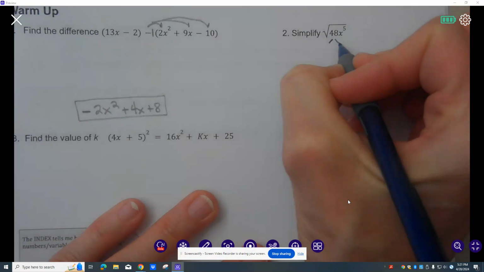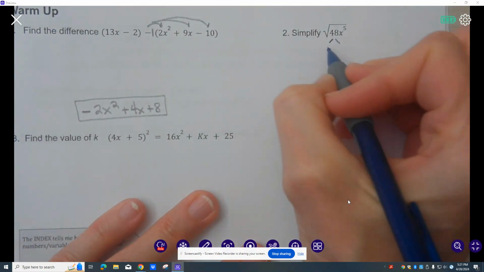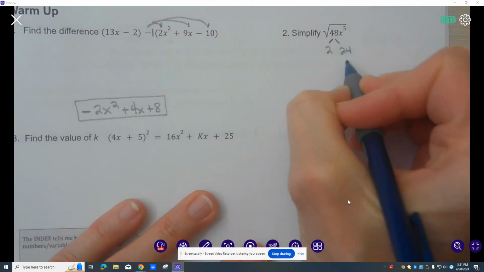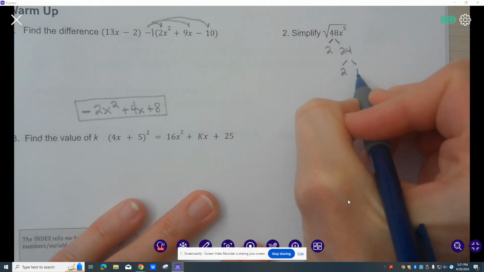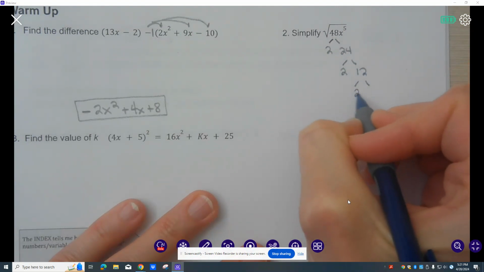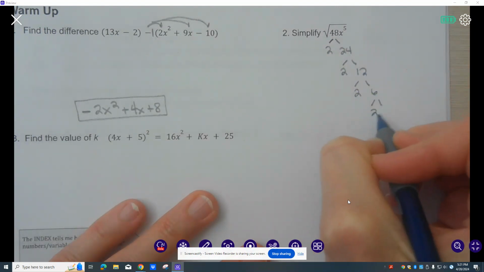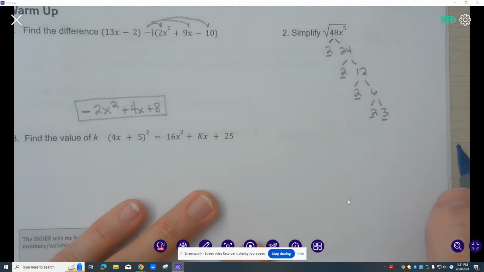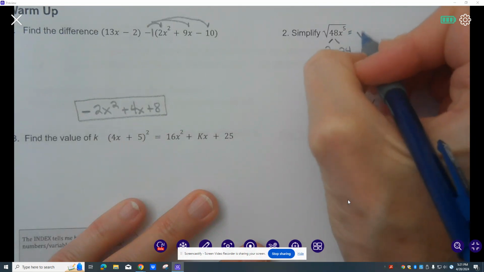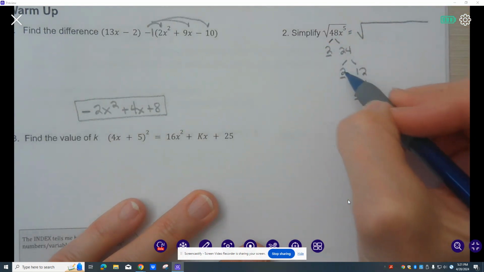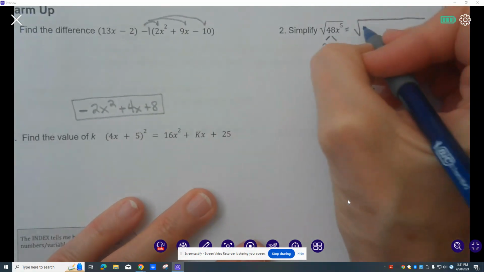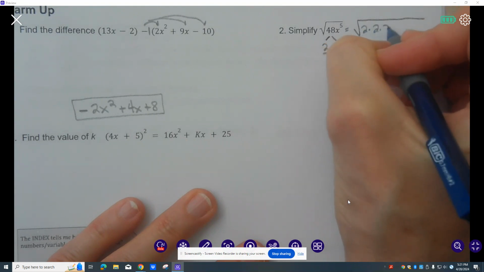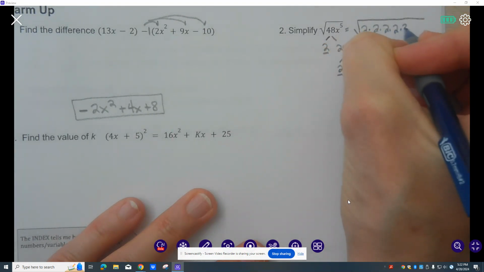You want to jailbreak your 48, which is 2 times 24, and 24 is 2 times 12. 12 is 2 times 6. 6 is 2 times 3. So those are all my prime numbers. So this is the same as 4 twos, 2 times 2 times 2 times 2 times 3.